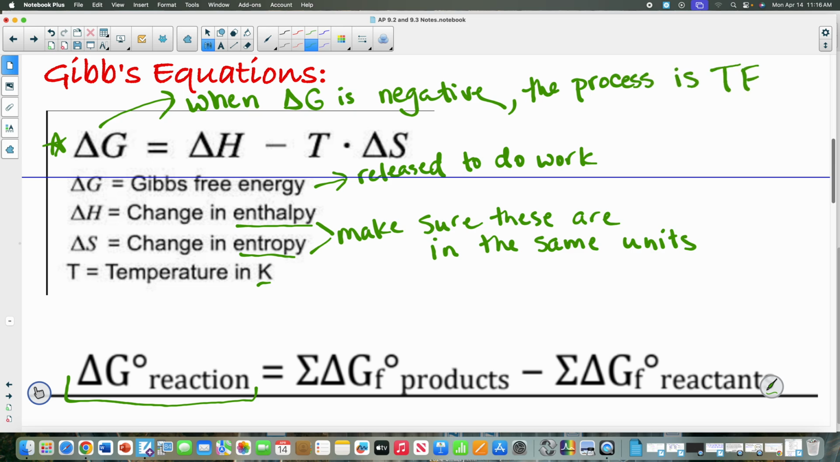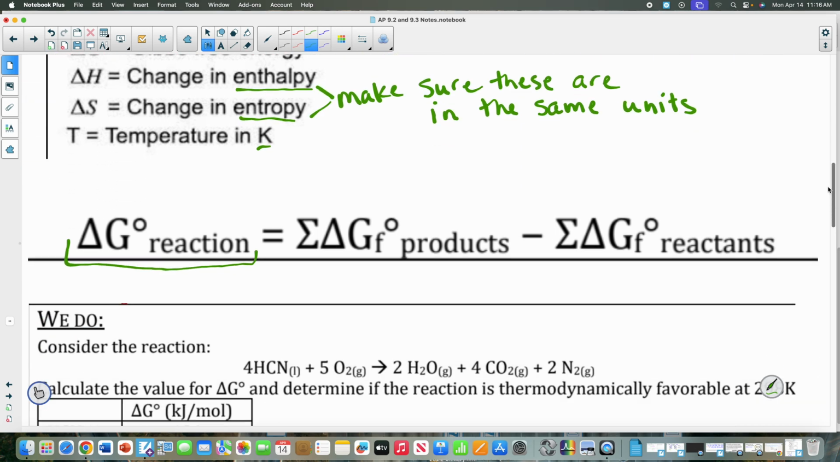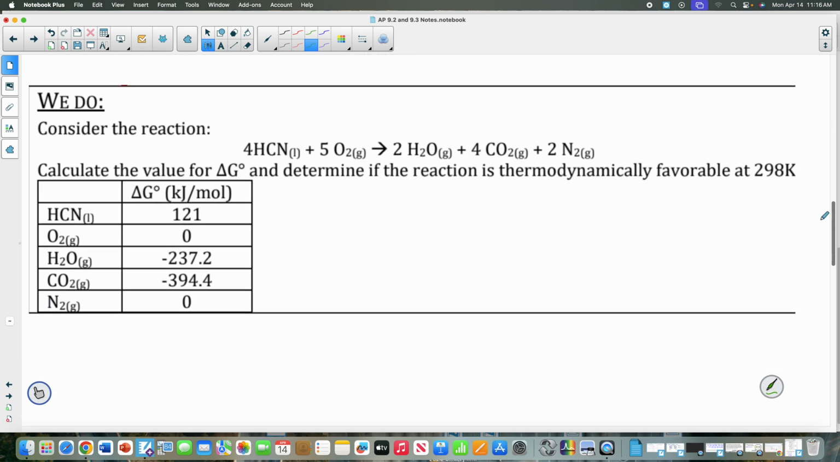TFP. That's the most important part. Okay, so what you want to see for your delta G is a negative value. Otherwise, that means that you have to put energy in to get it to do its thing, like baking a cake. Okay. All right, consider the reaction.